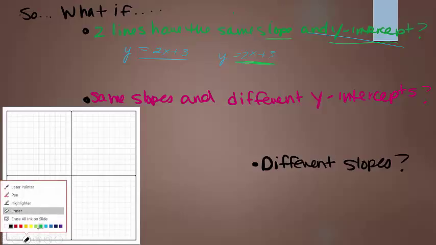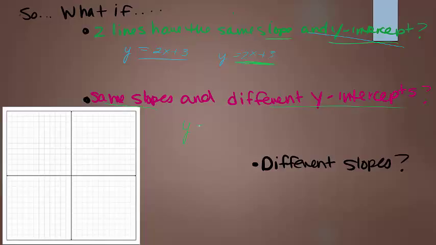What if two lines have the same slopes and different y-intercepts? Something like y equals 3x plus 2 and y equals 3x minus 4. The slopes are the same. The y-intercepts are different. So let's take a look at this. So this is 2, and then up 3, 1, 2, 3. Sounds like a dance.